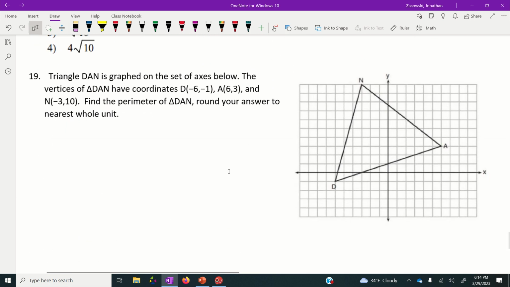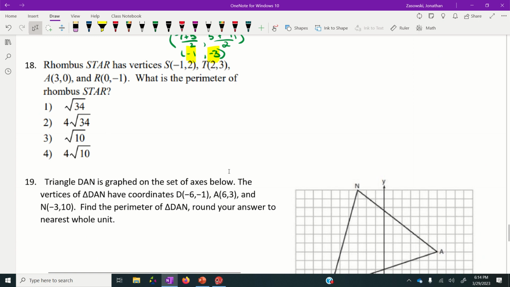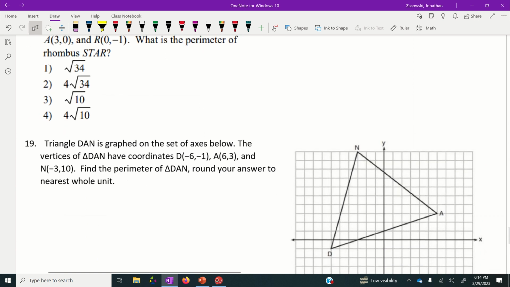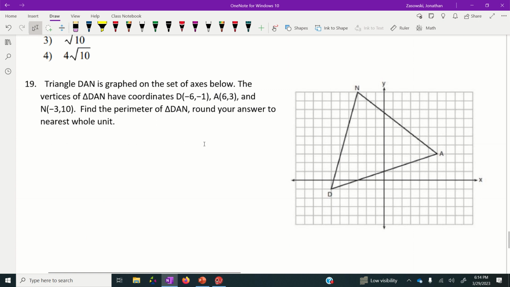And then we got number 19. So number 19 and 18 are kind of the same thing. You'll have an extra sheet of graphs, so you'll be able to kind of use this one on your own. But we're going to be talking about how to find the perimeter. Now, options. Number 1, we know the perimeter means to add all sides. But in this case, it also means we need to take the distance. It's the sum of the distances, okay, of each line segment. And then we're going to add them together.